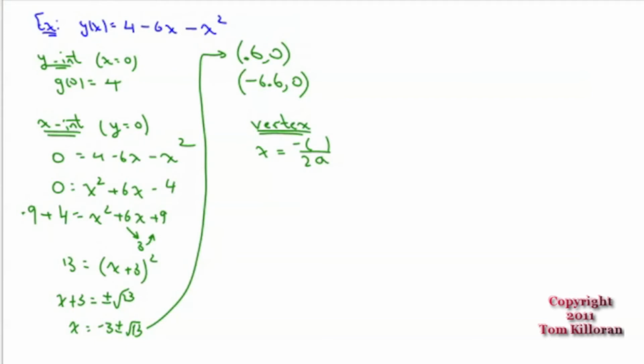And b is negative 6 and a is negative 1. So we get 6 over negative 2, better known as negative 3. That's just the axis of symmetry part of it. Positive 6 divided by negative 2 is negative 3. So what do I do with the negative 3?